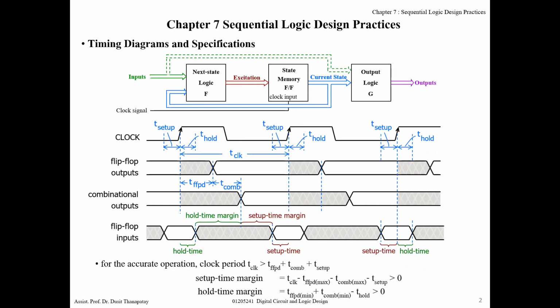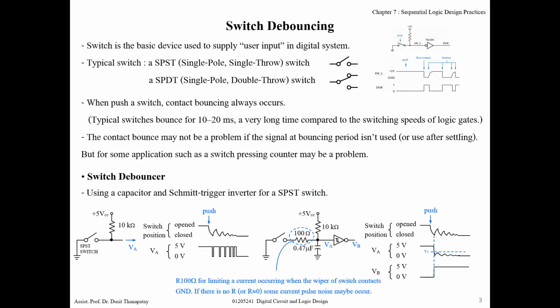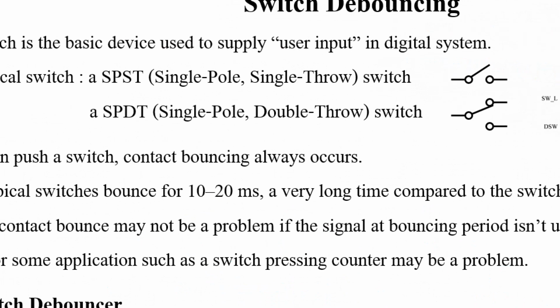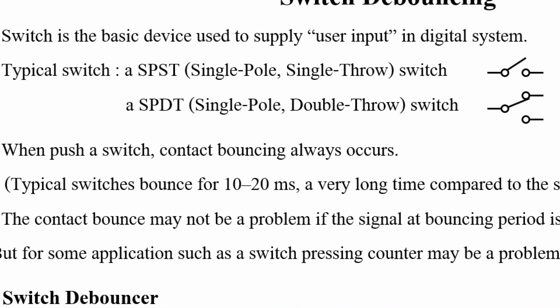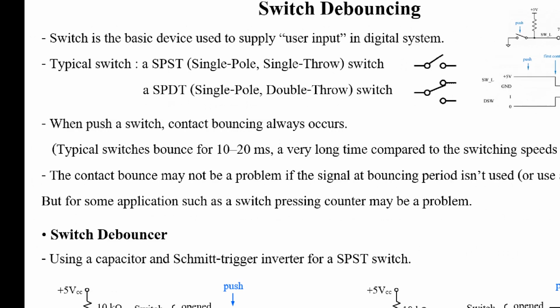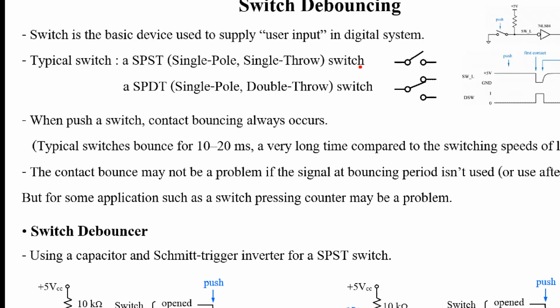And the next topic is talking about switching input from a switch. The basic input of a circuit is a switch, right? And there are many types of switch. For example, this one is called single pole single throw, and this one single pole double throw.